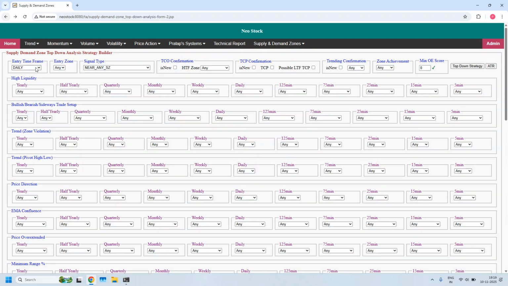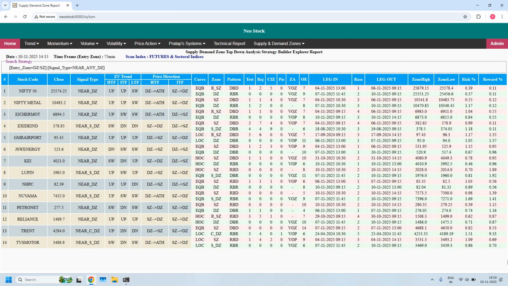Next 75 minutes time frame. Stocks near 75 minutes demand zone. 14 stocks we got. High liquidity zones. This is the one. Second, third, 4 stocks we got.